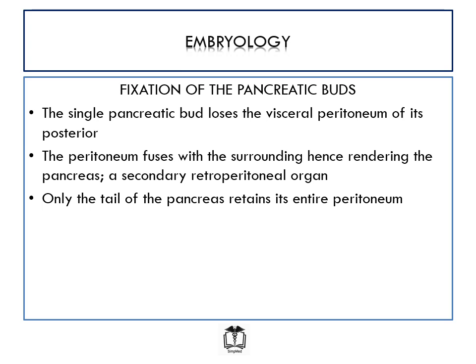We usually say that the pancreas is a secondary retroperitoneal organ because it was initially intraperitoneal, but during development it lost that status and became retroperitoneal. So we see it's a secondary retroperitoneal structure. The only part of the pancreas that remains intraperitoneal is the tail of the pancreas. That is important to remember.